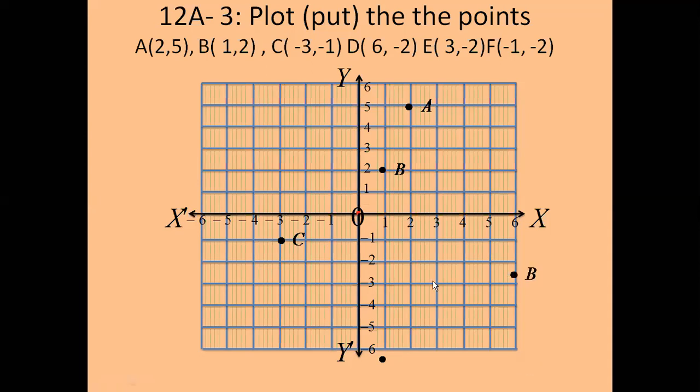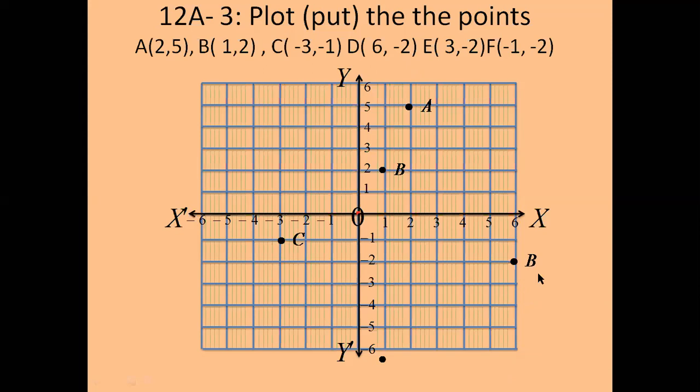Then now we are going to the next one. The next one means the D. D is 6 comma minus 2. 6 comma minus 2. So go for the 6 first. Just you can write it down. Listen very carefully.